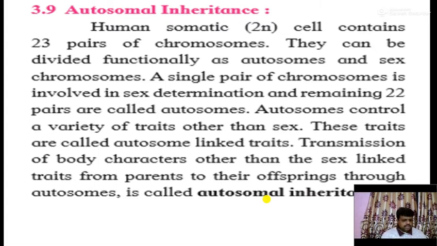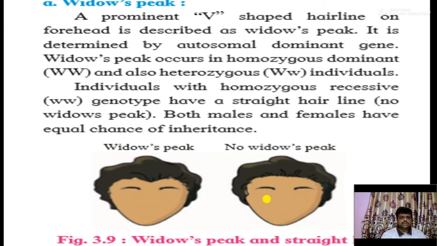Okay, let us see the first example of autosomal inheritance, that is widow's peak. A prominent V-shaped hairline on the forehead is described as widow's peak. So, V-shaped hairline in these two diagrams. This first diagram shows a V-shaped hairline on a forehead. So this V-shaped hairline is known as a widow's peak.